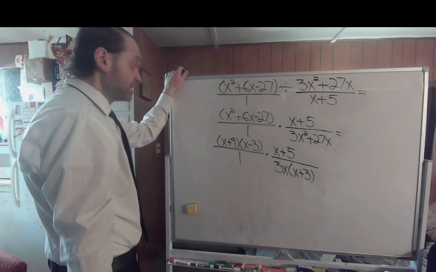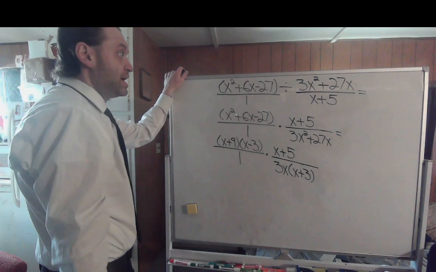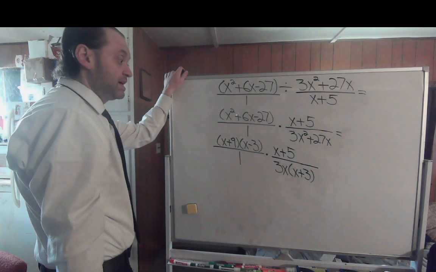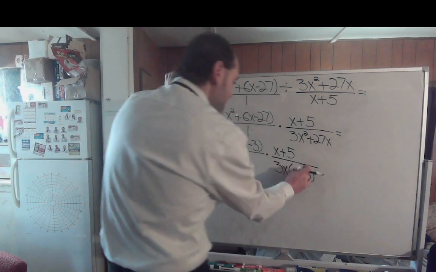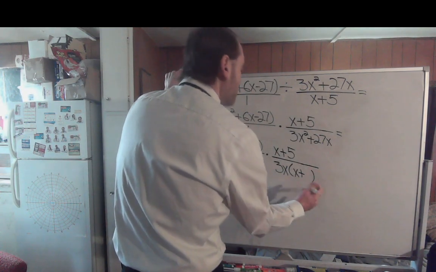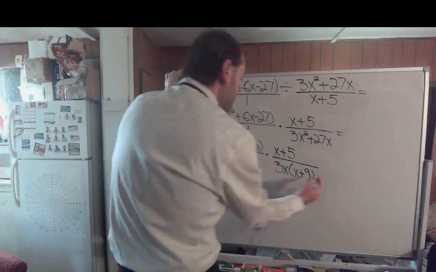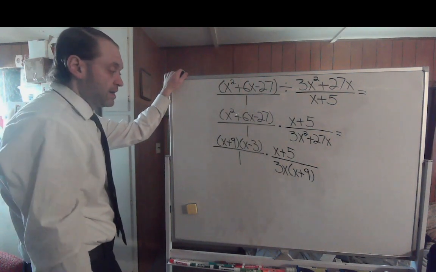Well, let's see what we can cancel. And they kind of tricked us because there's really... Wait a minute. I did that wrong. I don't know why I was thinking cube. This should be 3x times x plus 9. No wonder I got it off.